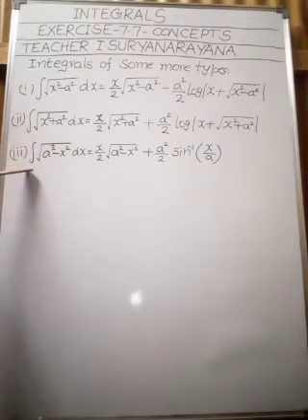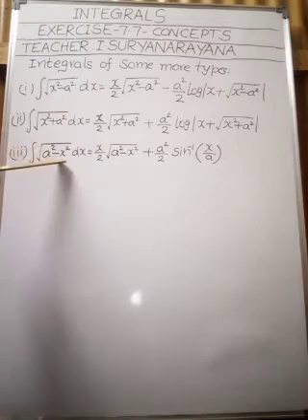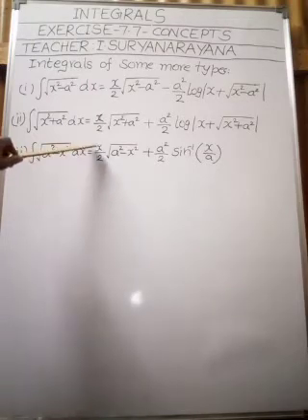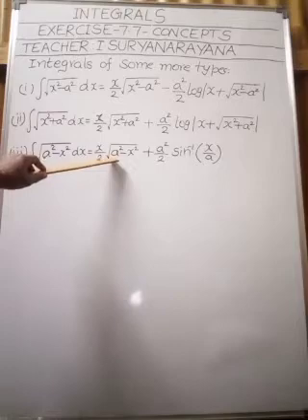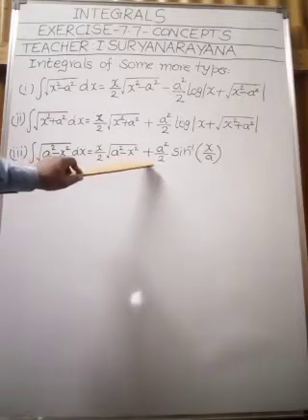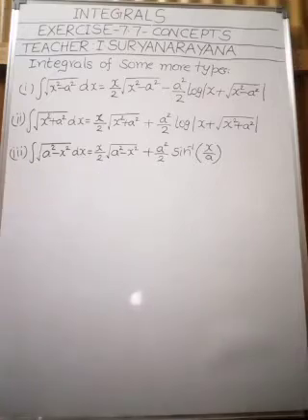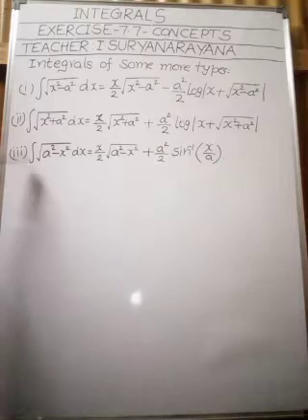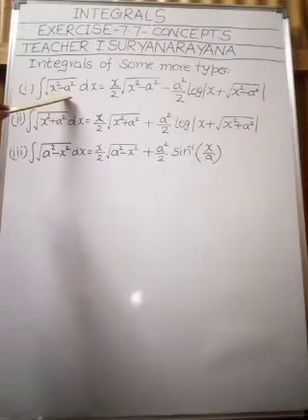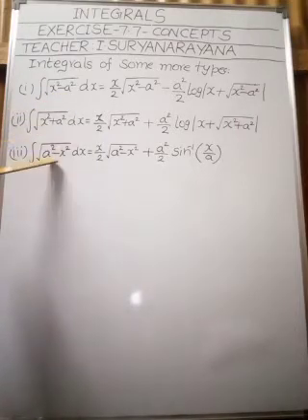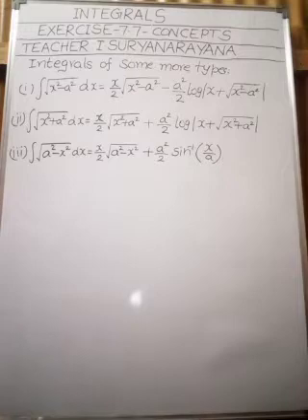Third one, integral square root of a square minus x square dx is equal to x by 2 square root of a square minus x square plus a square by 2 sine inverse of x by a. This is the third standard integral. For this exercise 7.7, we use only these three standard integrals. If you observe the functions under the square root, all these functions are quadratic expressions in x.